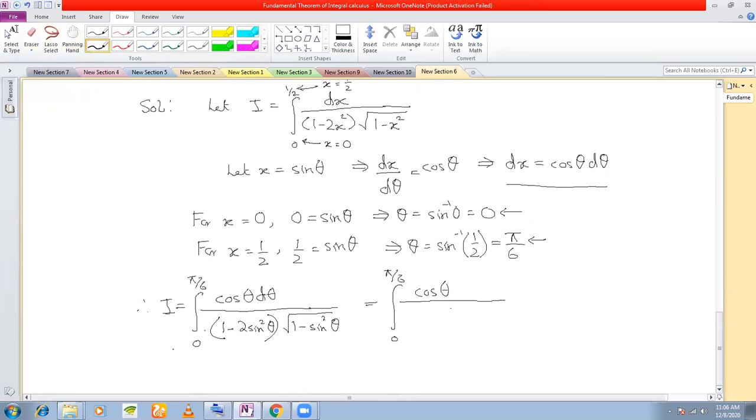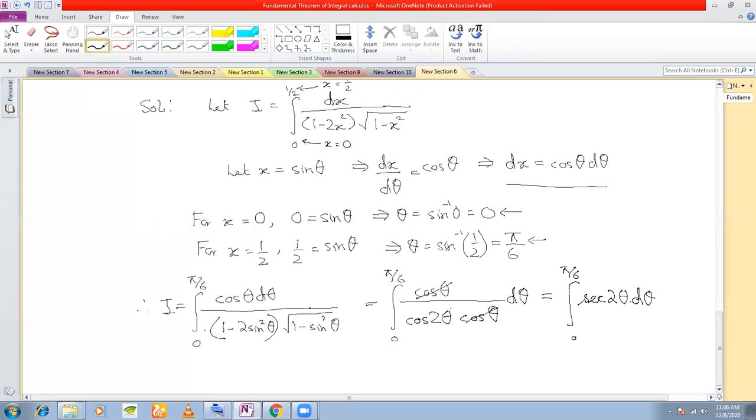So 1 minus 2 sine square theta into this. Now 1 minus 2 sine square theta, if you remember from the multiple angle formula, is cos 2 theta. And root 1 minus sine square theta is cos theta. Right? d theta. Now what happens? cos theta cancels out. So what you're getting is only integral 0 to pi by 6, 1 by cos 2 theta. And what is 1 by cos 2 theta? It is sec 2 theta, isn't it?